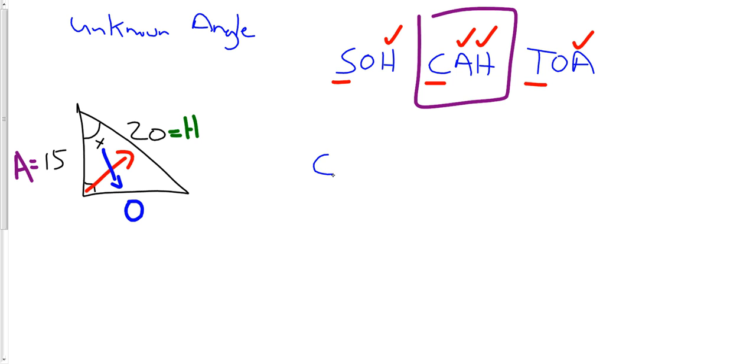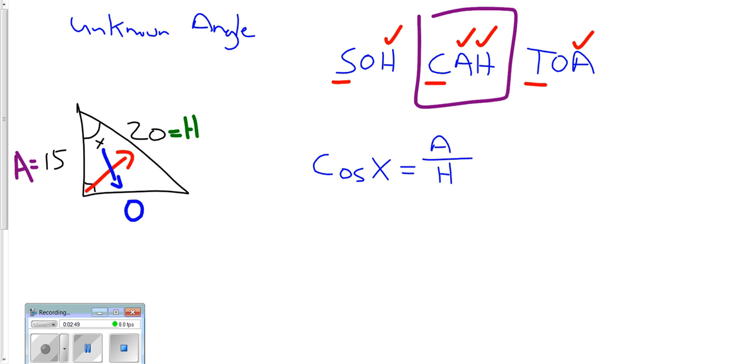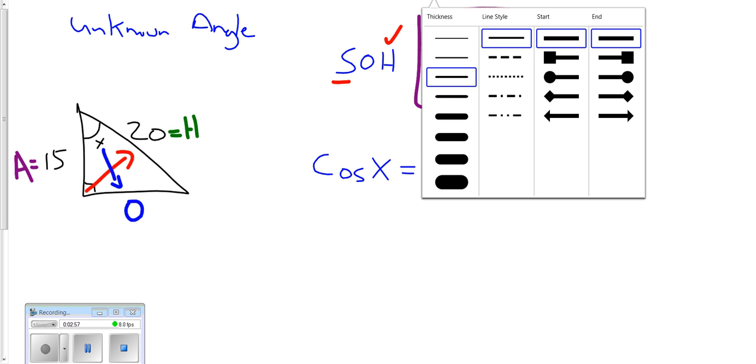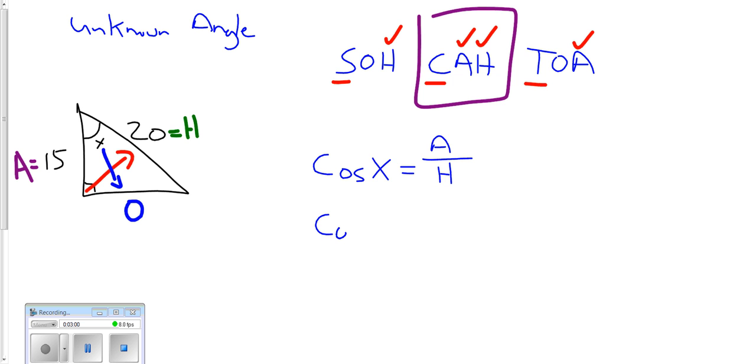Okay, so if we're going to use our cosine ratio, let's write out what that ratio is. So we know that cos of any angle is equal to the adjacent divided by the hypotenuse. So now that we've identified what the cosine ratio is, we're going to substitute in the values that we already know. So cos of x, because we don't know what the value of the angle is, and A is going to be 15, and that's going to be divided by 20, because the hypotenuse is 20 units long.